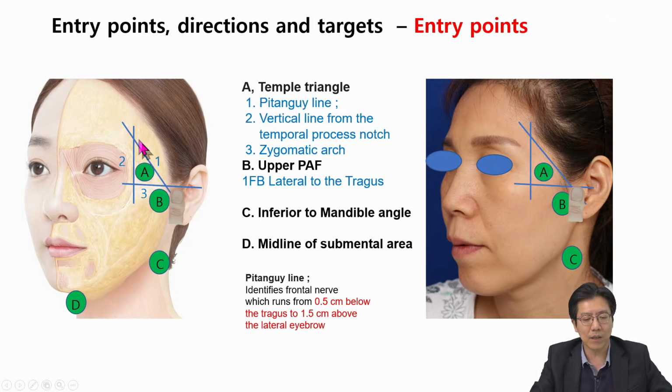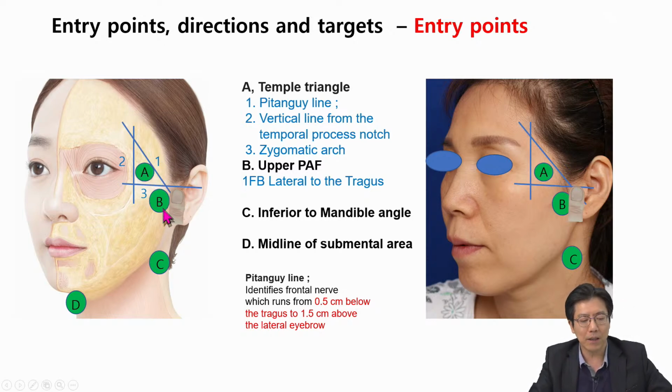This is the Frankfurt horizontal line, and this one is the zygomatic arch, and this line is the vertical line from the temporal process notch. So this triangle is quite safe. The reason is that important neurovascular structures are out of this triangle. So the facial nerve, superficial temporal artery, superficial temporal vein, and middle temporal vein, all important neurovascular structures are out of this triangle. So I like this A zone as an entry point.